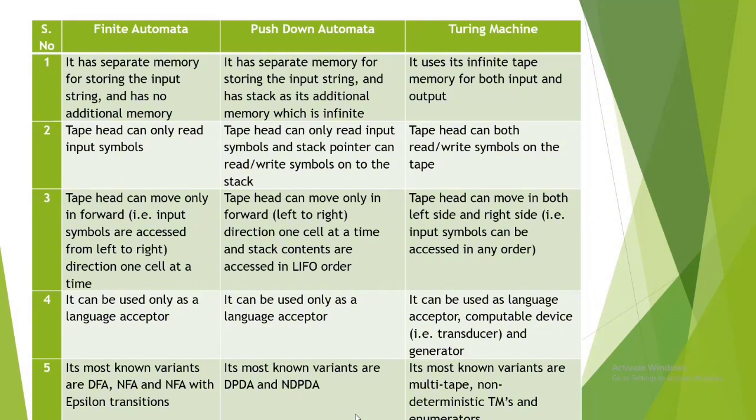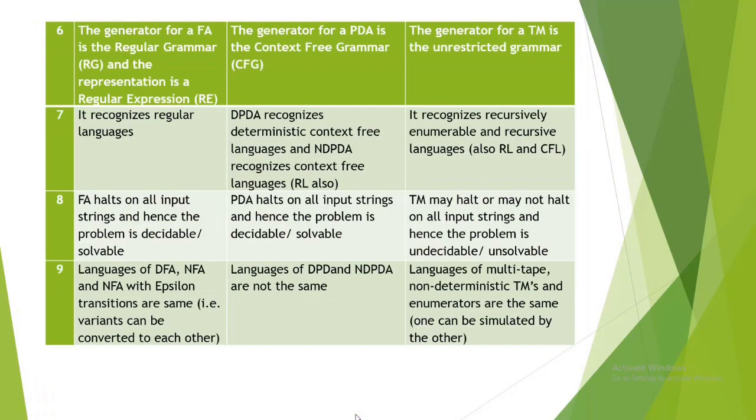The next difference: the generator for finite automata is a regular grammar and the representation is a regular expression. But in pushdown automata, context-free grammar is used. The generator for Turing machine is unrestricted grammar. Finite automata recognize regular languages. DPDA recognizes deterministic context-free languages, and NPDA, that means non-deterministic pushdown automata, recognizes context-free languages. Turing machine recognizes recursively enumerable and recursive languages.